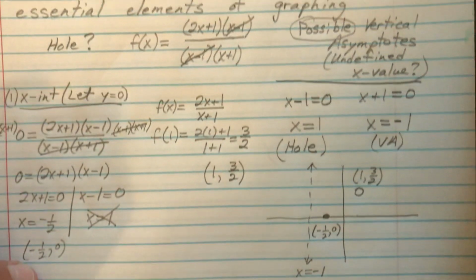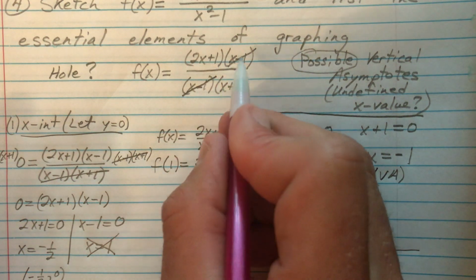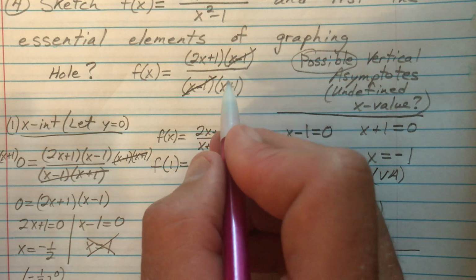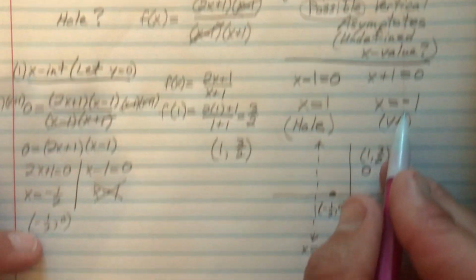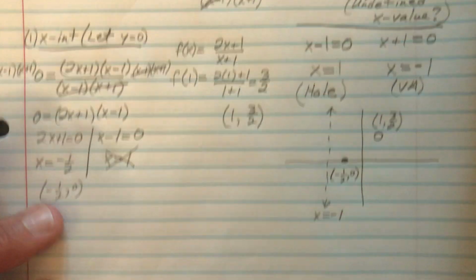So far, what have we done? We factored the problem. We know that since these factors are canceling, that's where there's a hole in the graph. We know the leftover factor produced a vertical asymptote. And we found a point in the graph. The x-intercept is when y equals 0.